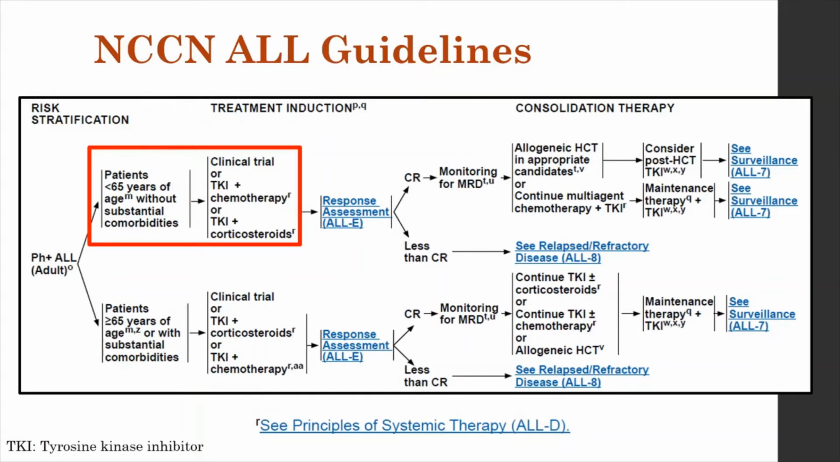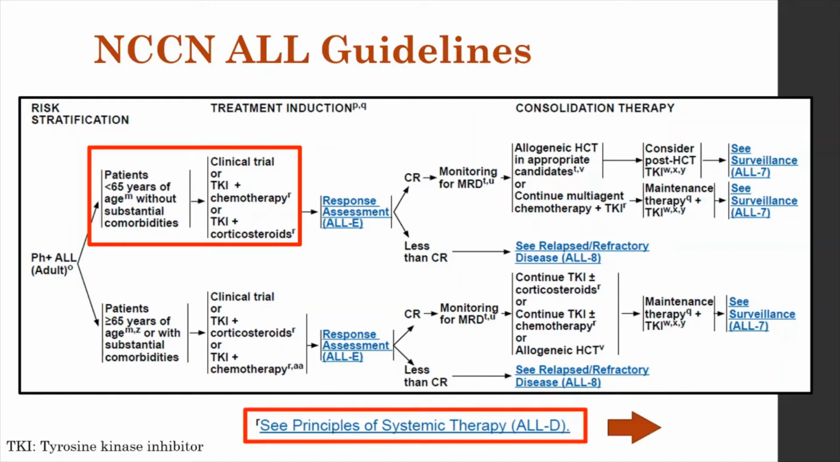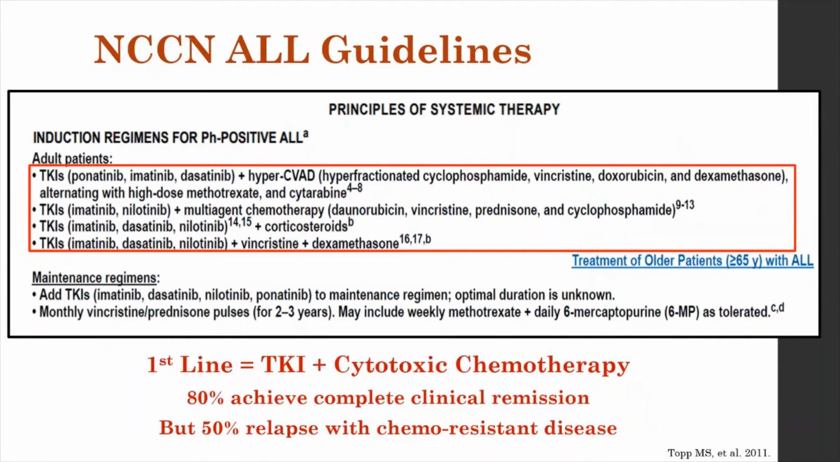All right, so back to our algorithm. Our patient is less than 65 years old without substantial comorbidities, so his treatment options include a clinical trial or TKI plus chemotherapy or TKI plus corticosteroids. And if you look next to chemotherapy, there's a superscript of an R, which is where we're going next, to see the recommended chemotherapy regimens. So all of the first-line regimens include a TKI plus cytotoxic chemotherapy. 80% of patients will achieve complete clinical remission on these regimens, but 50% will relapse with chemo-resistant disease.